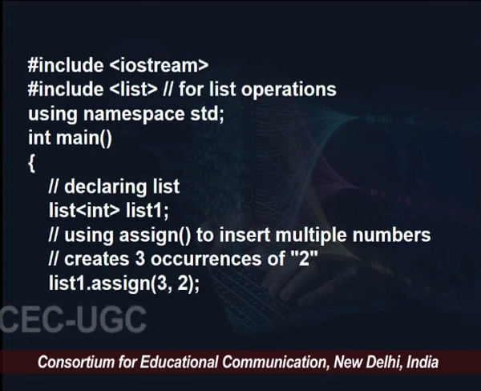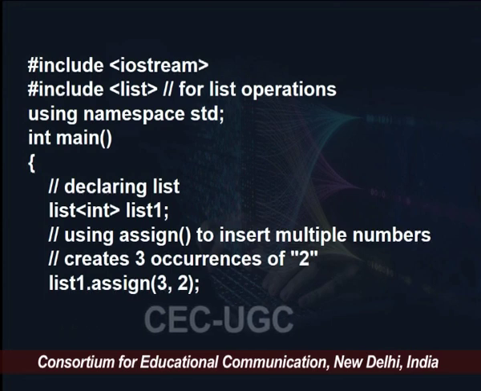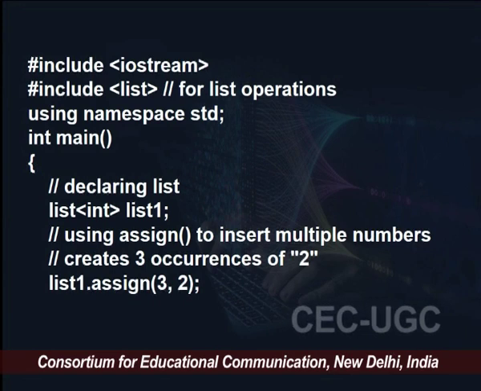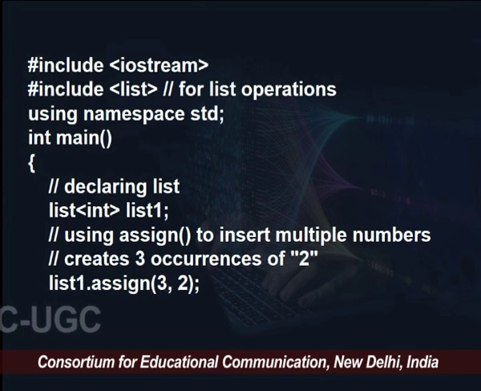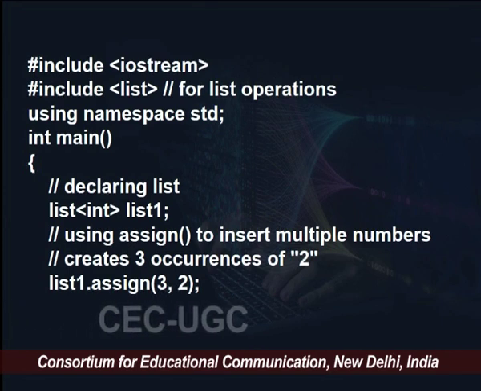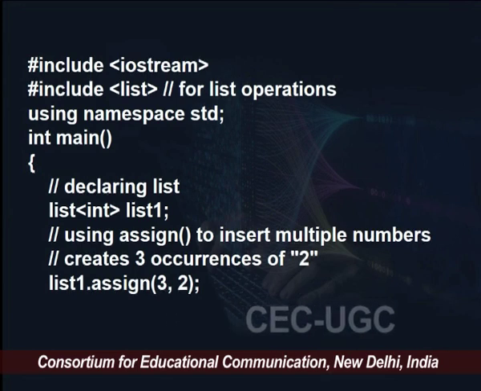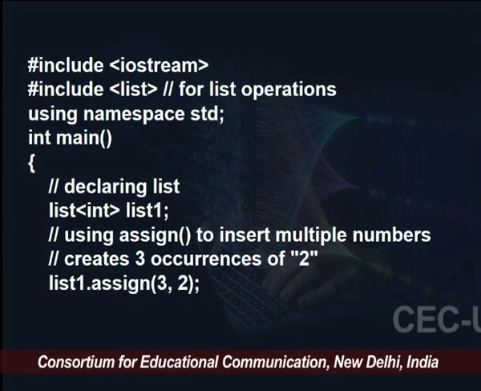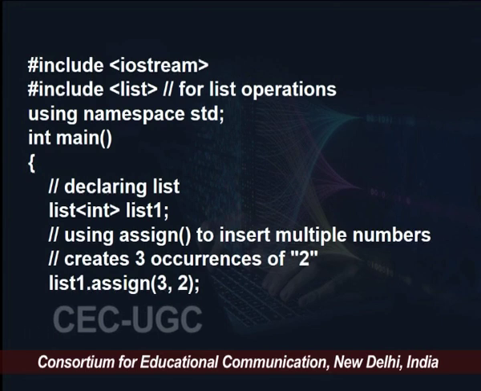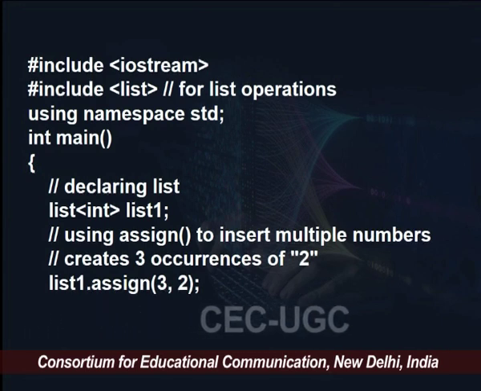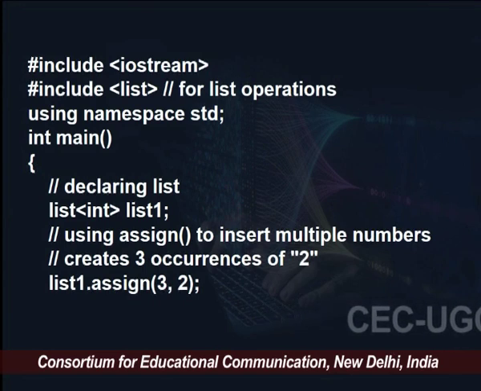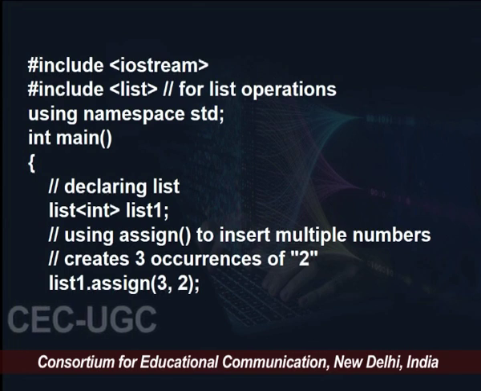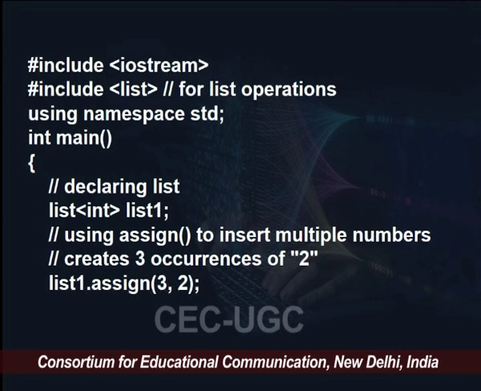Now we will be using assign to insert multiple numbers. When we say list1.assign, we are passing 2 parameters into that, which is 3 comma 2. This is going to create 3 occurrences of 2. That means list1 will be having 2, 2, 2, that means 3 elements, 3 occurrences of the element 2. So, first is the declaration, then the assignment of the elements onto that particular list.